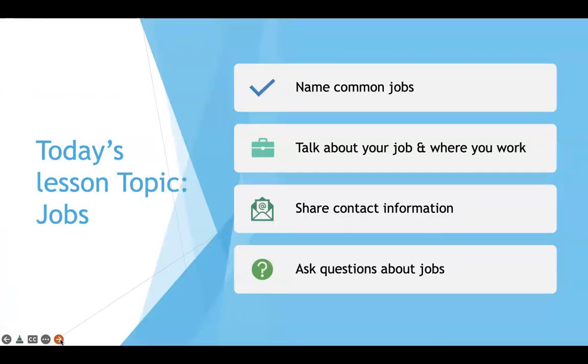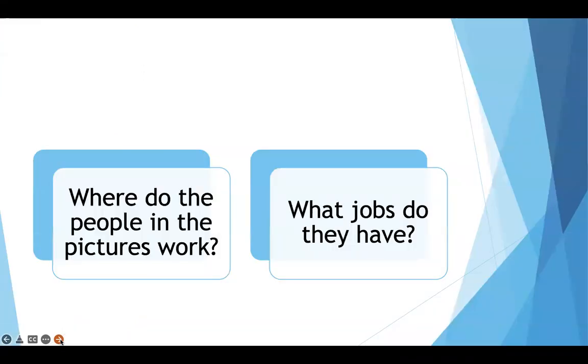Today, we will be talking about jobs. There are 4 learning objectives: name common jobs, talk about your job and where you work, share contact information, and ask questions about jobs. All right, I will start with showing some pictures of the vocabulary words, and we will answer the questions: where do the people in the pictures work? And what jobs do they have?